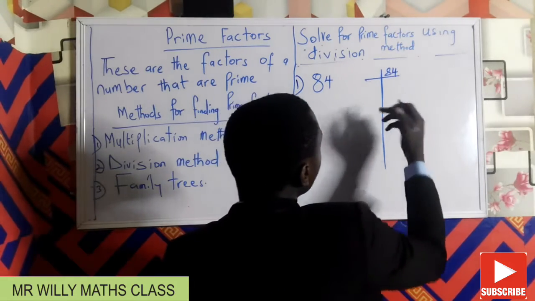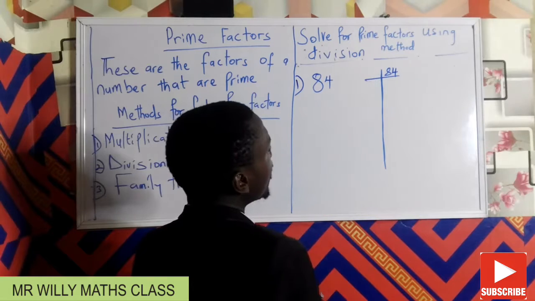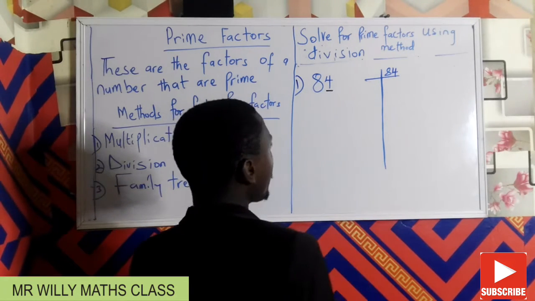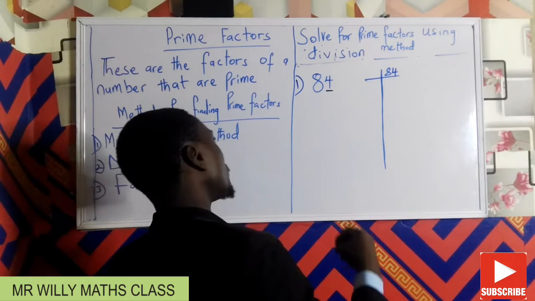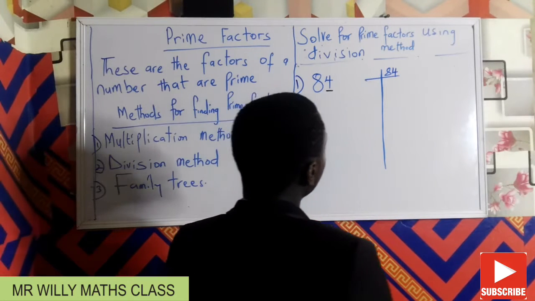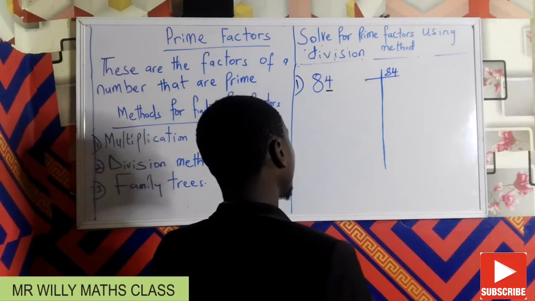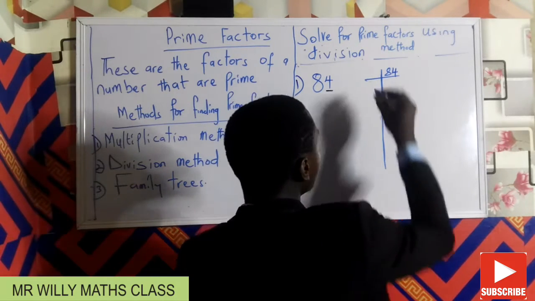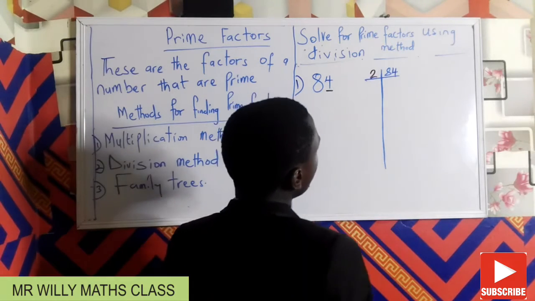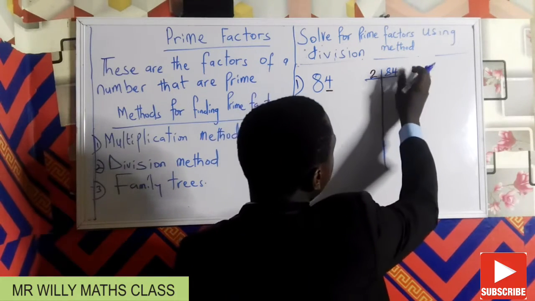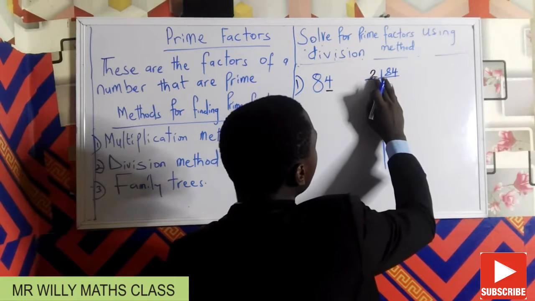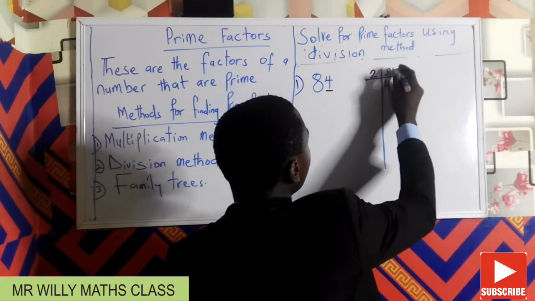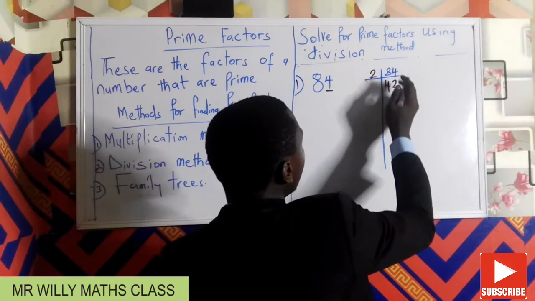One thing that will help you is to look at the terminal number. The terminal number for 84 is 4. So you think of a number that is prime and can also divide 4. That is, you think of a factor of 4 that is also a prime number. That's 2. Then you use the 2 to divide the 84. 2 in 8, that's 4. 2 in 4, that's 2. 2 will go into 84, 42 times.